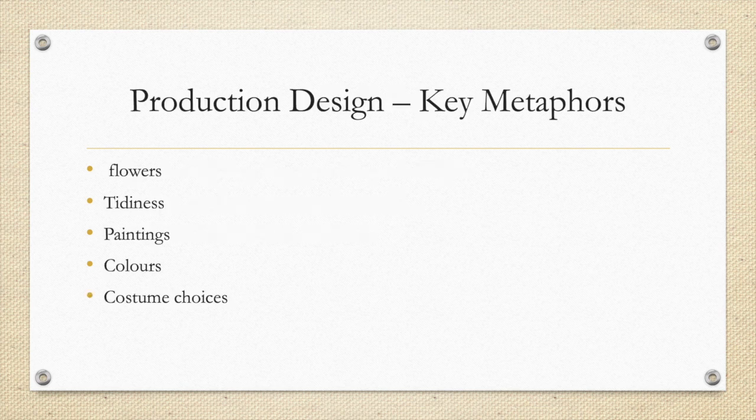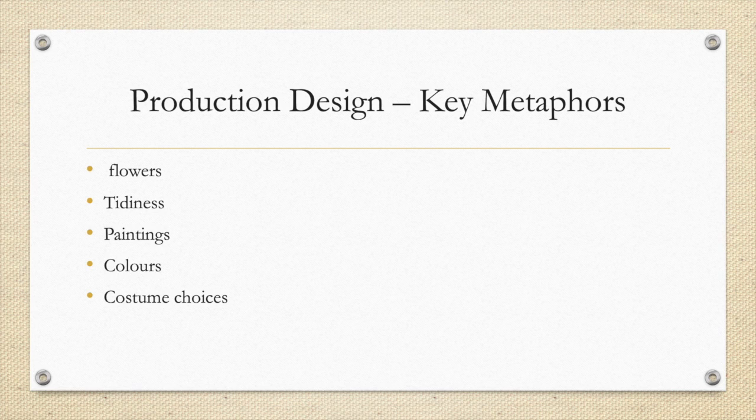So the production design, the key metaphors, the flowers, which will be wilting throughout the course of the film, the tidiness. The film will go from a lived-in kind of house to a hyper-tidy kind of house to illustrate the front that a lot of abuse victims put on to the outer world, trying to say everything's fine when actually inside it's all falling apart. The paintings will change from peaceful to a thunderstorm to the scream to reflect Jack's emotional standing at the time.